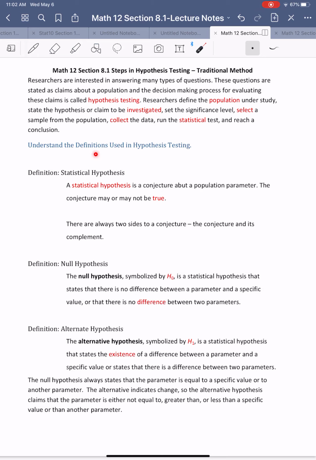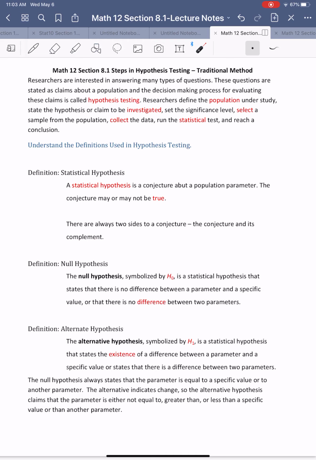So, understand the definitions used in hypothesis testing. A statistical hypothesis is a conjecture about a population parameter. The conjecture may not be true, so there are always two sides to a conjecture. The other side is the complement.